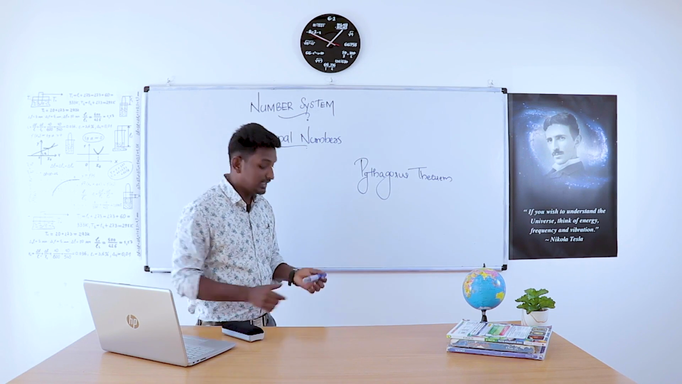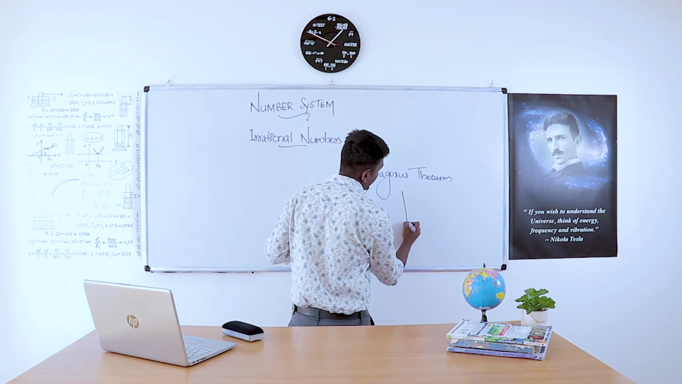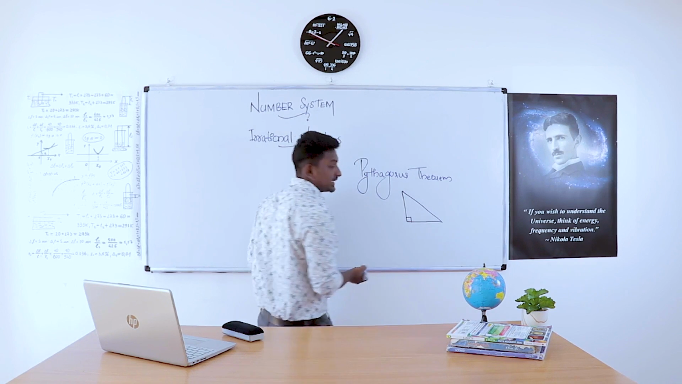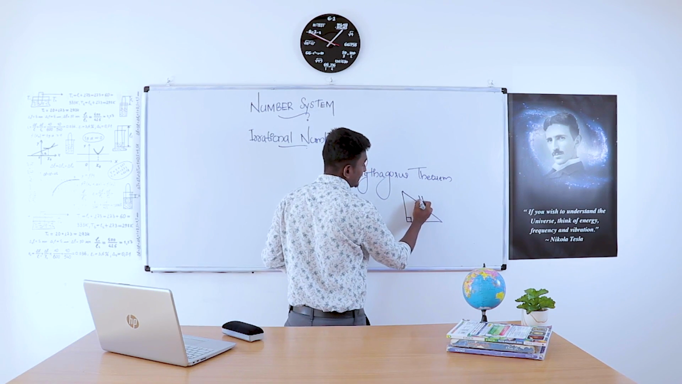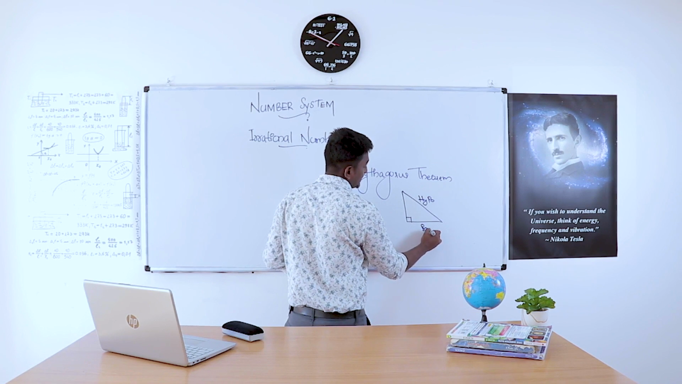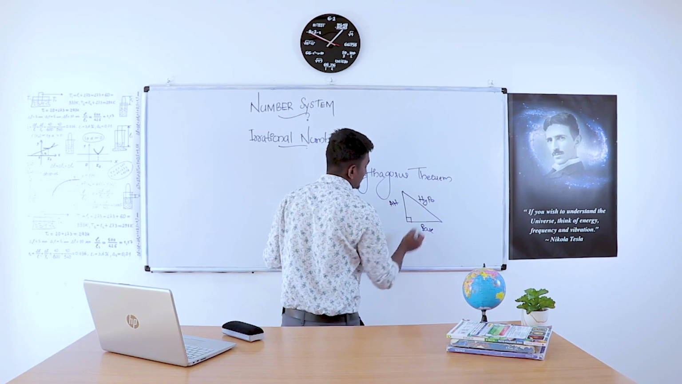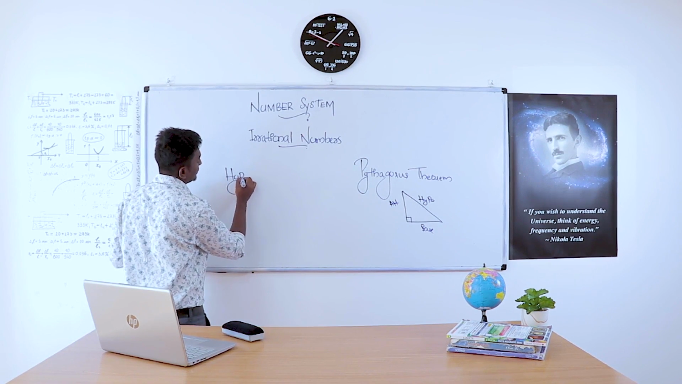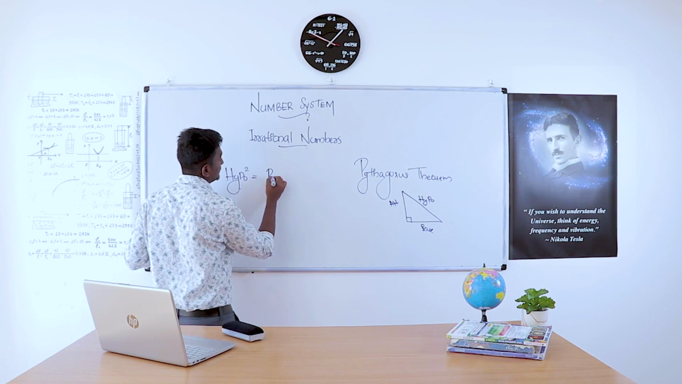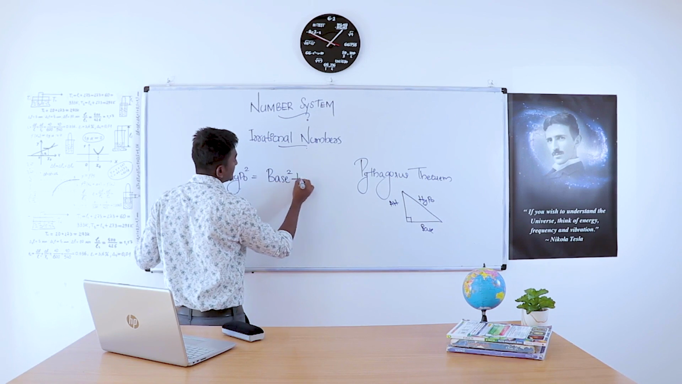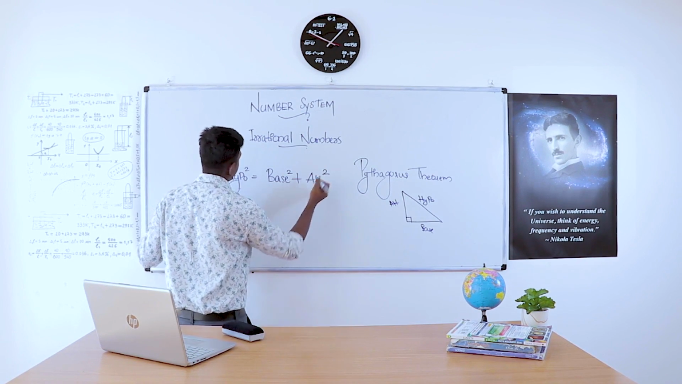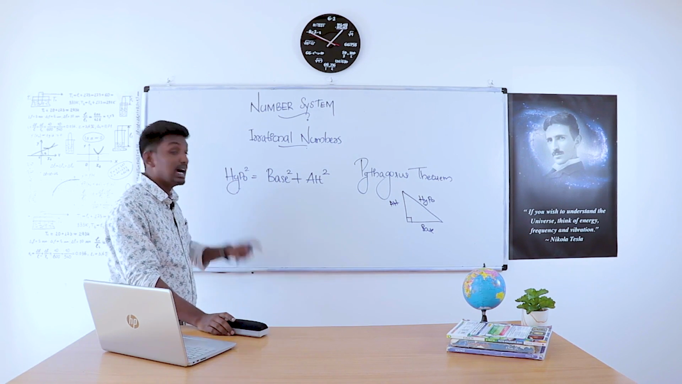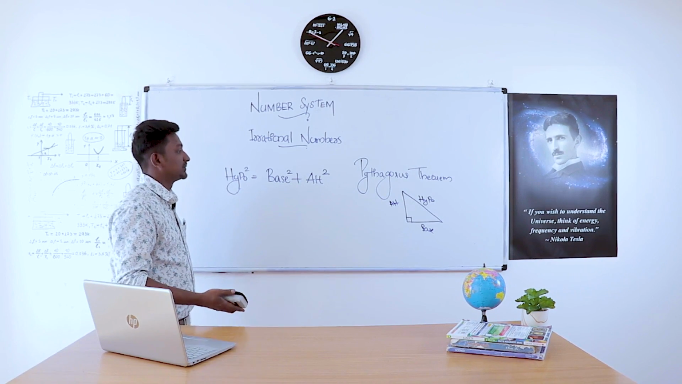When we are considering a right triangle, this is the right angle. Opposite to the right angle is the hypotenuse, and this is the base, and this is the altitude. Now the relation is that hypotenuse square is equal to base square plus altitude square. This is the Pythagoras theorem.